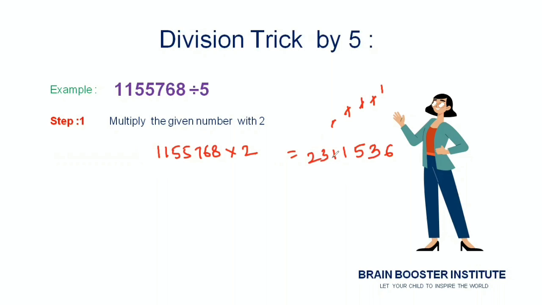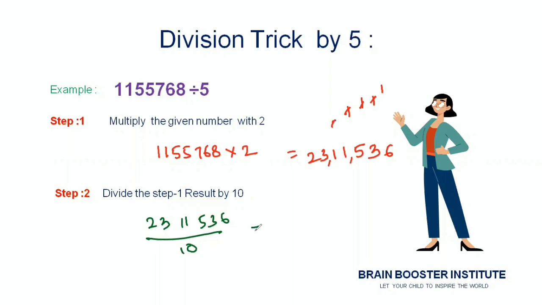That is 2311,536. Means obviously 23 lakhs and 11,536 we got here. Now the next step, my dear friends. Divide the step 1 result by 10. The step 1 result is 23 lakhs and 11,536 by 10. That we get here 2311 53.6. That's it. So this is the final answer, my friend.